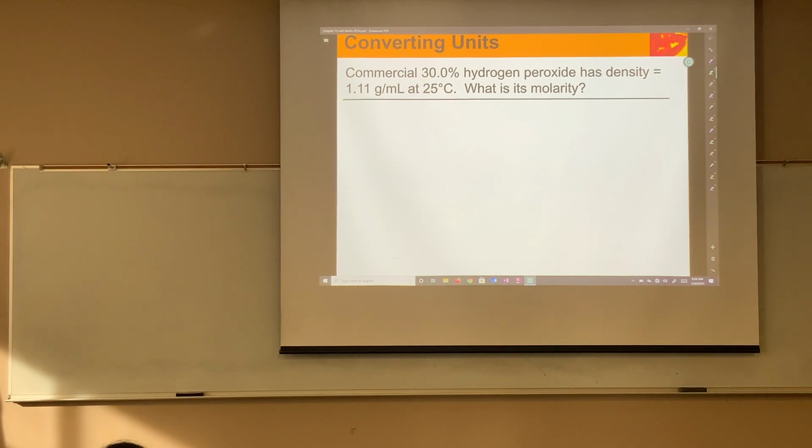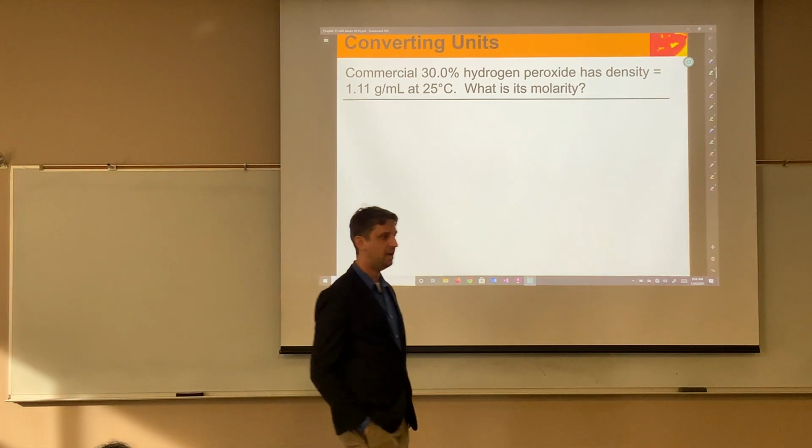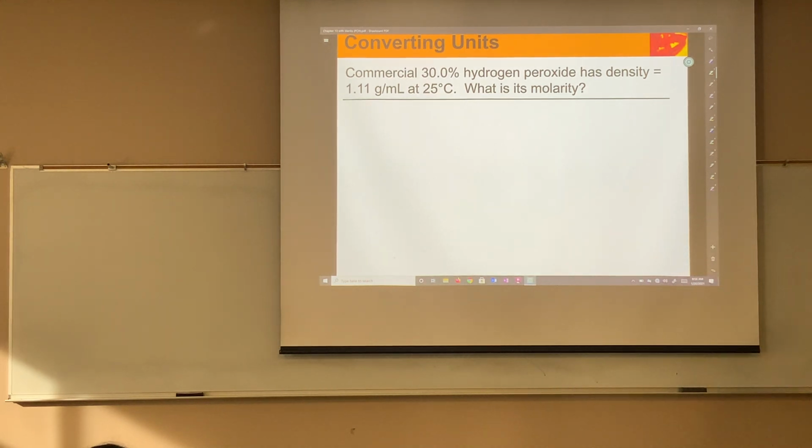What would make our math easier? What if we assume we have 100 grams of solution to begin with? You guys with me on this? If I have 100 grams of my solution, and 30% of that is hydrogen peroxide, you have 30 grams of hydrogen peroxide. See, you got it. It took a couple times. You guys with me on this?